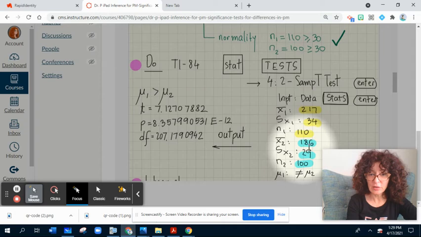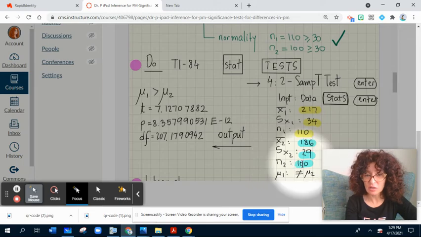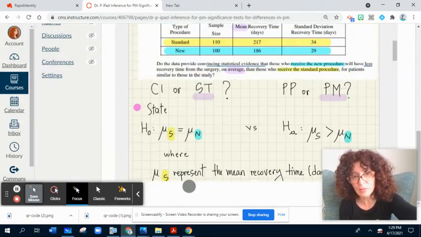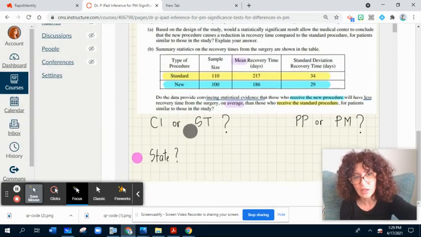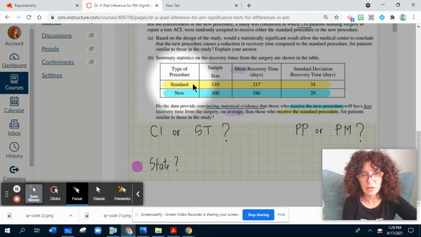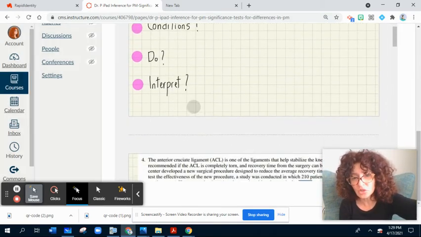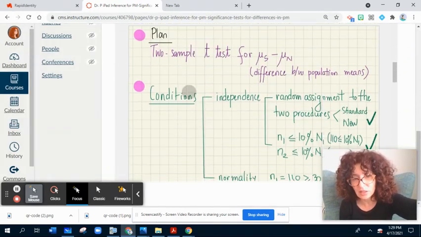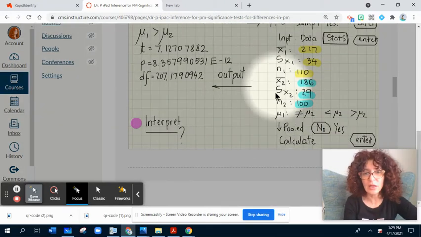For the new procedure, we use the cyan color. We have the mean, the standard deviation, and the sample size. And remember, guys, that these are given in the table. There are given all of them: sample size, mean, standard deviation. So you just insert these in your calculator.